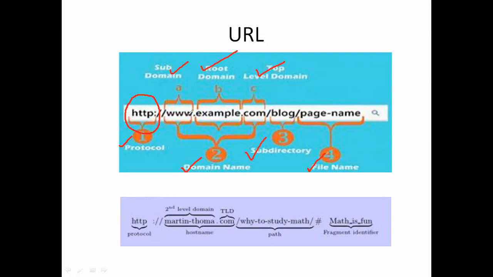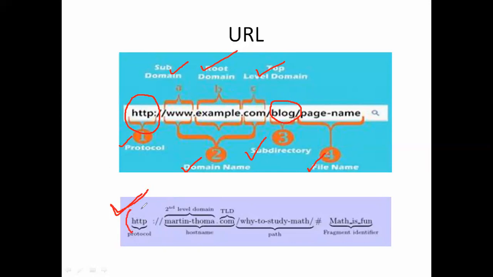And the third part is the top level domain. It may be commercial, that means com. It may be India, like IN. It may be EDU, education. These are examples of top level domains. The third part of the URL is the subdirectory. And the fourth part of the URL is the file name, that is the page name. This is another way to represent or define the URL.